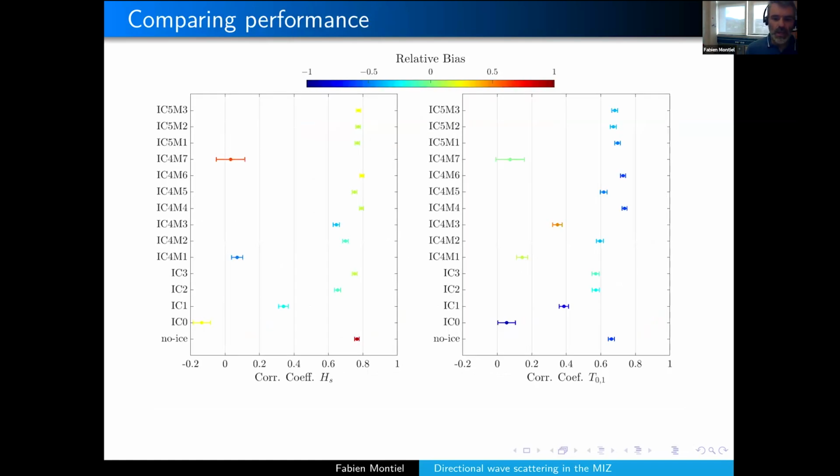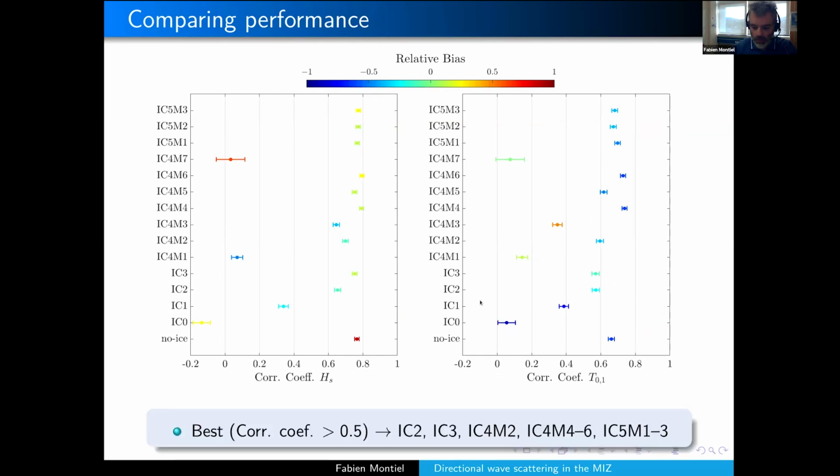So now if we look at the correlation coefficients, comparing all the models together, that's the results that we get. Okay, so on the vertical axis, you have all the different models, including the no ice run, the bottom one here. And on the horizontal axis, that's just the correlation coefficients for significant wave height and mean wave periods here on the right. And what I've also included here is a measure of bias. That's the color.